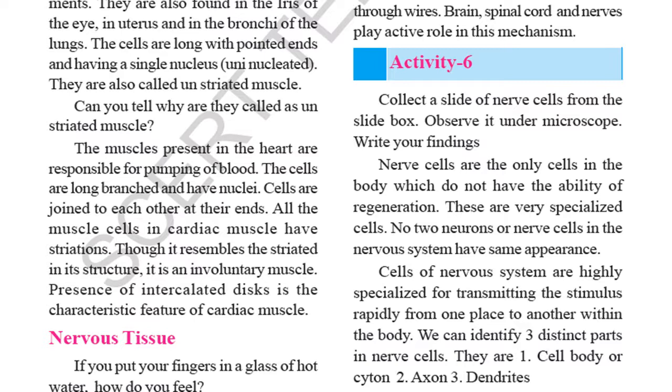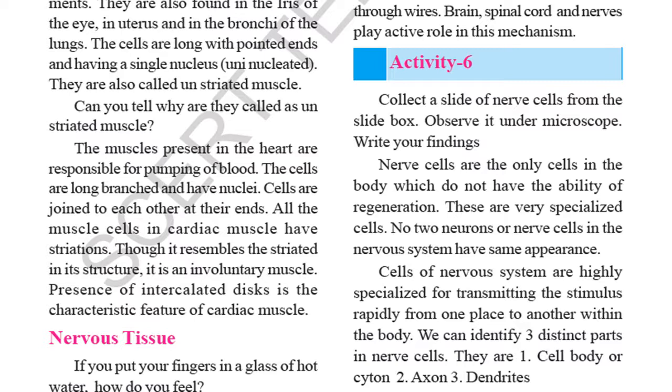Now we see that the muscles present in the heart, again I am telling, are responsible for pumping of blood. These cells are branched and have nuclei. Cells are joined to each other at their ends. All the muscle cells in the cardiac muscles have striations. So they resemble striated muscle in structure, and it is involuntary. In the heart, intestine, uterus, lungs and all, they are involuntary. Means we cannot control it. They move according to their timing and function properly.